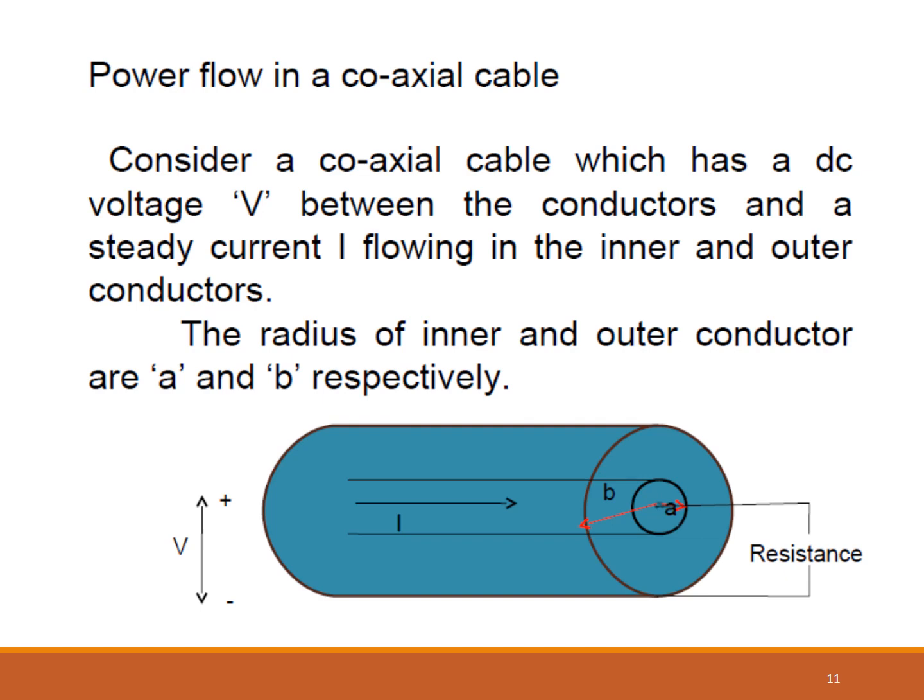I'm sure by now all of you are familiar with what a coaxial cable is. It has an inner conductor. In this case, the inner conductor has a radius small a. The outer conductor has a radius small b. A DC voltage is applied between the conductors, and the steady current which is flowing through the inner and the outer conductor is given by capital I. So this is how the cable is set up.